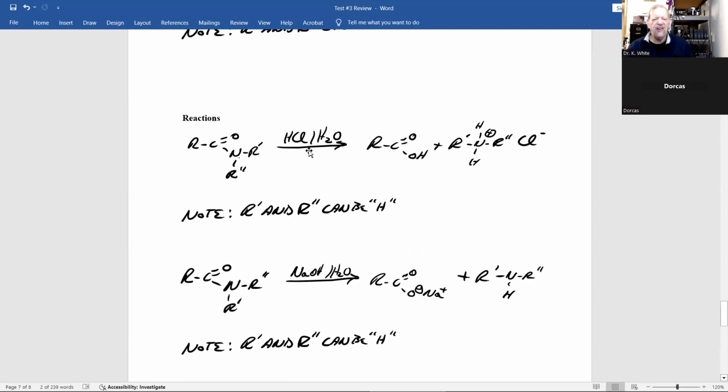Now, in this acid hydrolysis, we'll come back to that later in the semester, because that's how your stomach, remember your stomach has HCl and water, breaks down proteins, which are amides, to amino acids. And I'll be teaching that. That's when we get into really good, fun stuff.